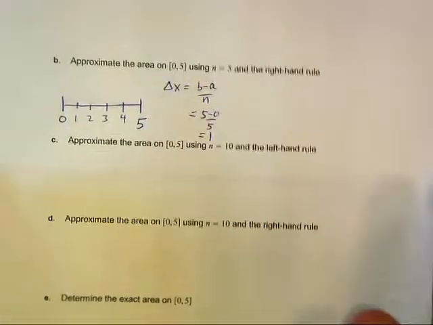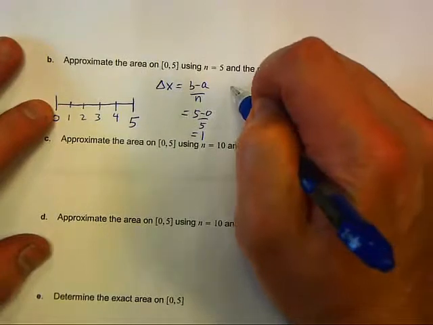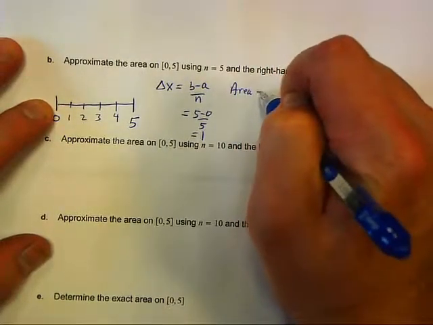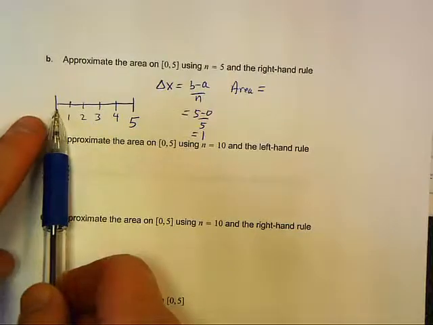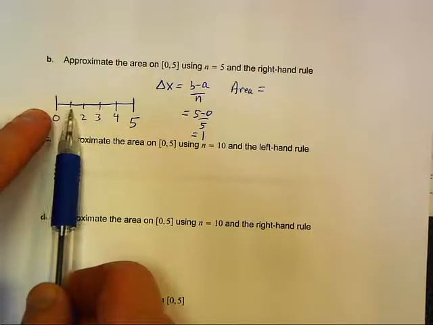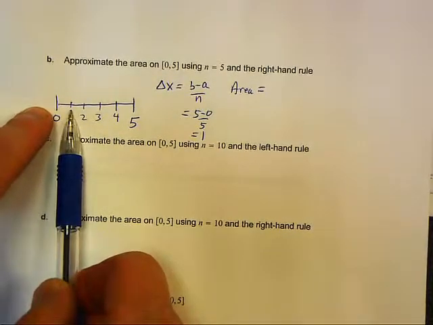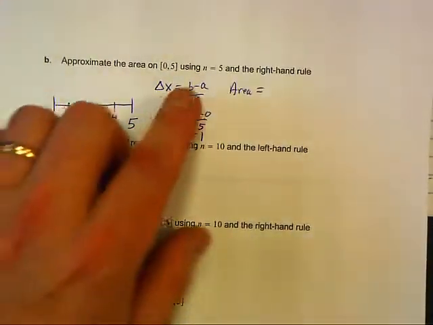Okay, so using the right-hand rule, how do I find the height of the first rectangle? Plug 1 into the function. Why 1, not 0? Because we're using the right-hand rule. Our first rectangle goes between 0 and 1, so I'm going to take 1 and plug it into my function.